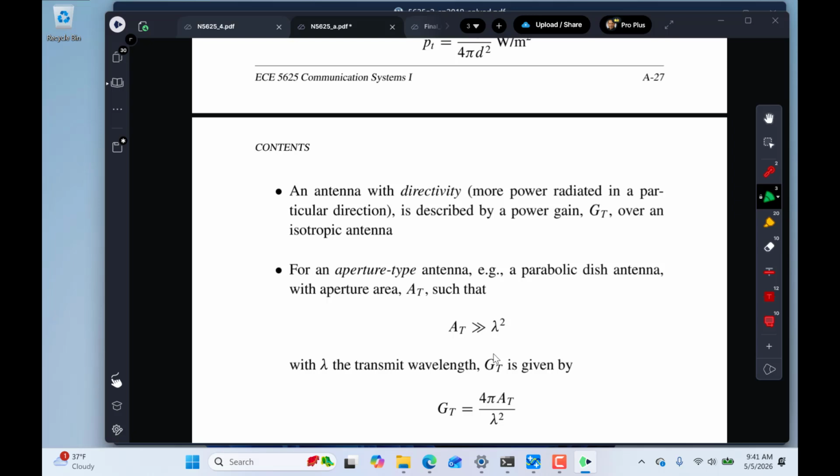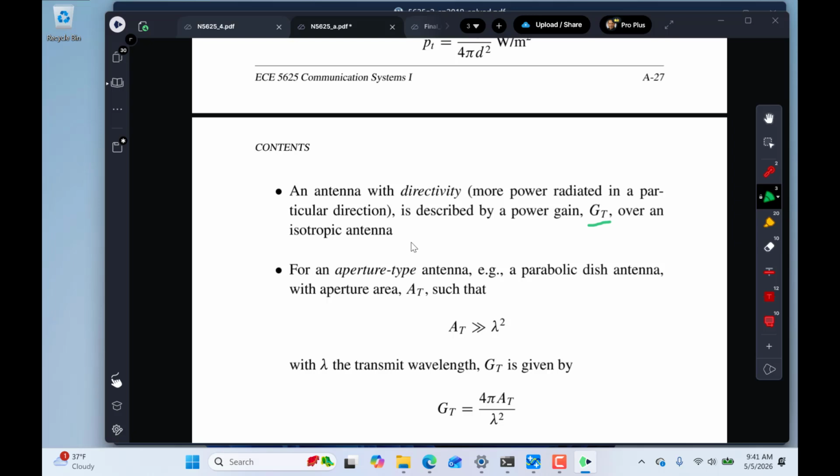Cellular antennas generally are not omnidirectional, but they're more omnidirectional-like. But a satellite antenna generally has directivity, which means power radiated in a particular direction. So you have a power gain associated with the antenna of GT, G transmit, over the isotropic antenna. The isotropic antenna radiates equally in all directions. An antenna with directivity radiates more power in some directions and less in another.